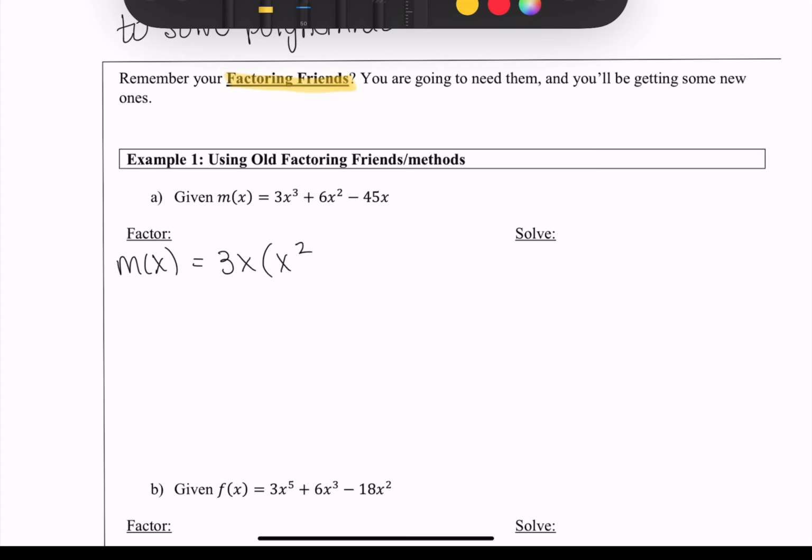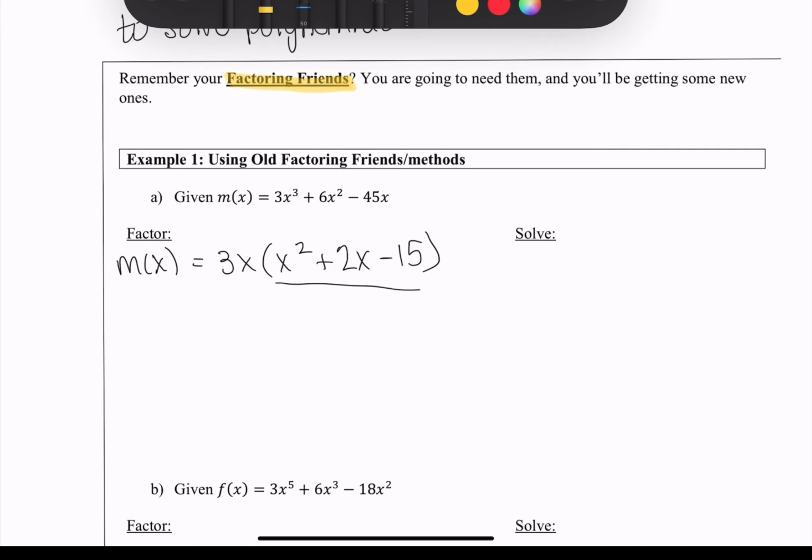And 3x times what gives us 6x squared? I need a 2x. And 3x times what gives me negative 45x? That'll be negative 15. Now, I'm not sure if I'm completely factored here. So I'm going to look now at this trinomial, and I'm going to ask myself if I can factor that.